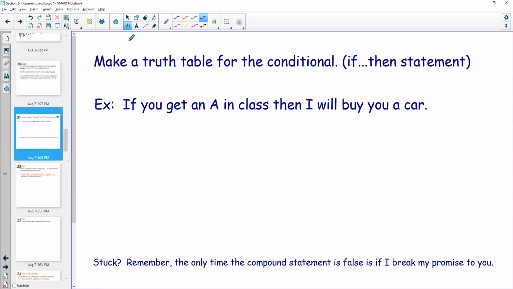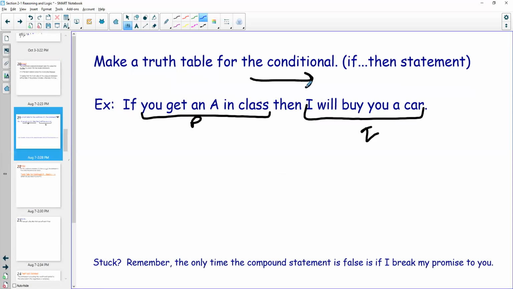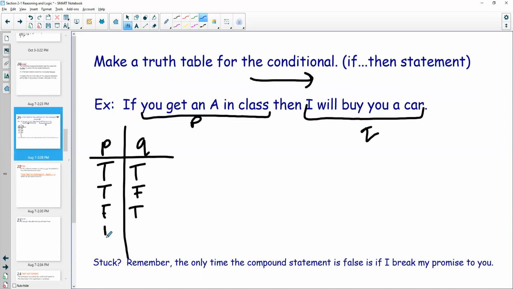So if you get an A in class, I will buy you a car. So if you get an A in class, that's P, then I will buy you a car, that's Q. The symbol for a conditional is an arrow this way. So I'm going to start my truth table with P and Q. True, true, true, false, false, true, false, false.